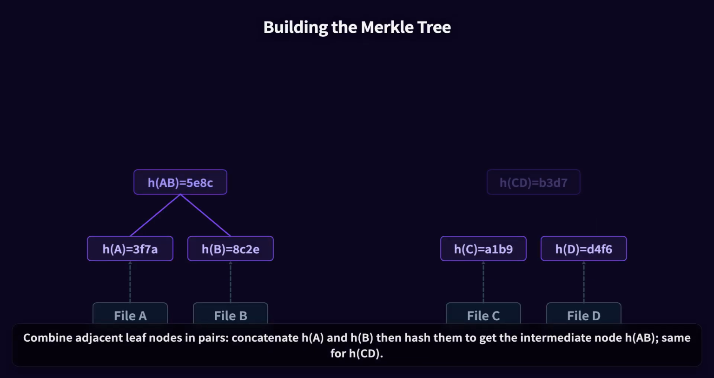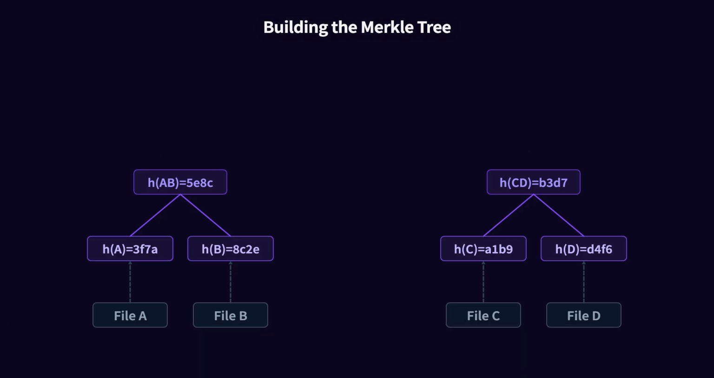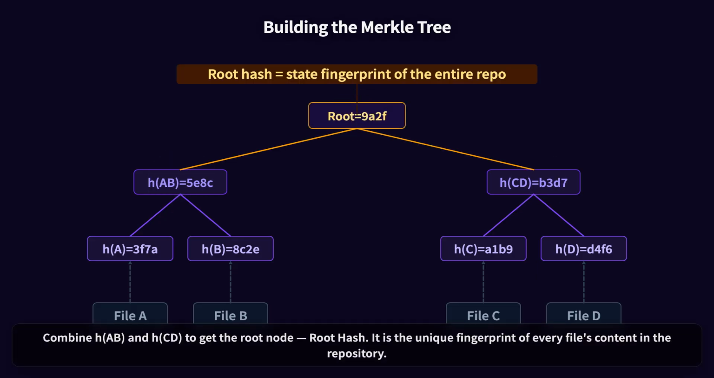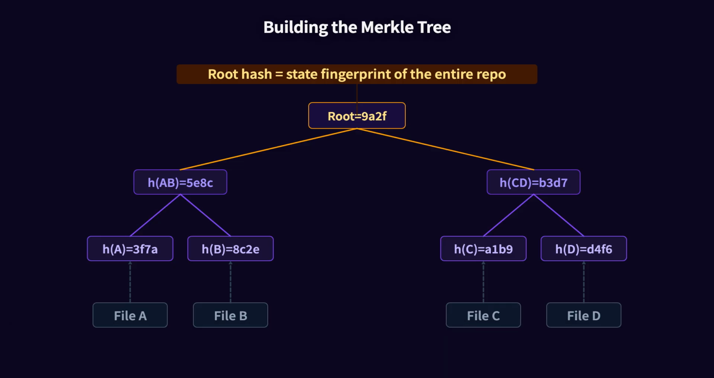Combine adjacent leaf nodes in pairs. Concatenate HA and HB, then hash them to get the intermediate node HAB. Same for HC and HD. Combine HAB and HCD to get the root node, the root hash. It is the unique fingerprint of every file's content in the repository.